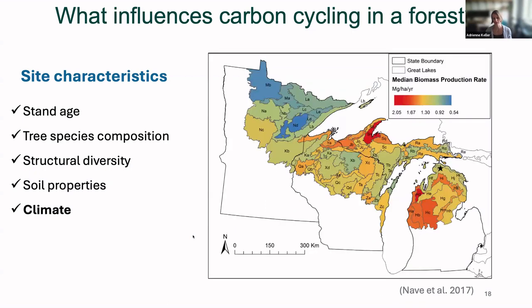And finally, climate. So from the same study, here we see median biomass production rate. So again, you can just think about this as the rate of carbon that's being taken up by these forests per year. And so more red colors are more productive compared to the blue colors. And so you can see, if you know this region at all, that you're getting more productivity in the warmer climates on the lower right-hand side of this figure, versus if you look at northern Minnesota, which has quite cold winters, although they're becoming less cold as climate change progresses, you have much less productivity in those systems in part because of the climate.